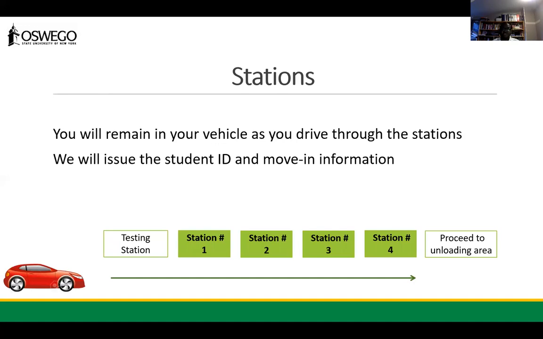So in terms of the stations, I won't go through all the details, but I do want to indicate, as you look below, you see the red car moving down this arrow path. And again, that's just to demonstrate that you will be in your vehicle as you drive through these stations. We will issue the student ID and other moving information, and that's the purpose of these stations, just to give you a sense of where you're going, what you're doing, and to make sure that you have all of the information that you need.